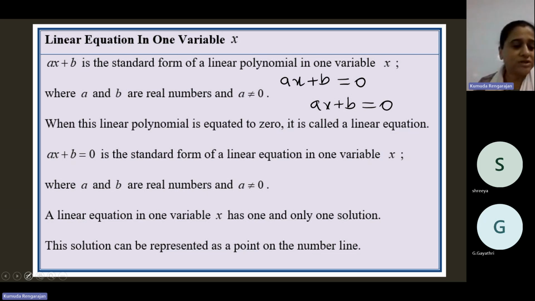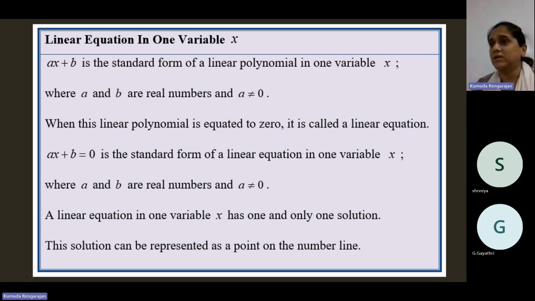Now, a linear equation in one variable has only one solution. Now, let's try to solve this one. We took this example of a linear polynomial. When you equate this to 0, it's a linear equation. So now let's solve and find the value of x. What's the value of x?